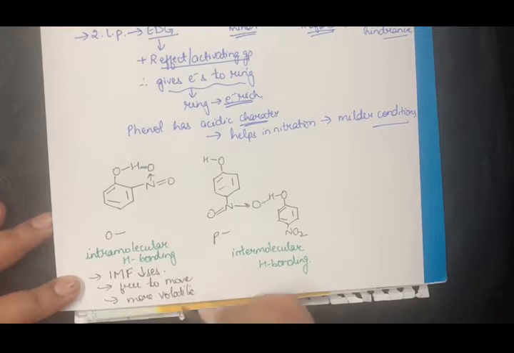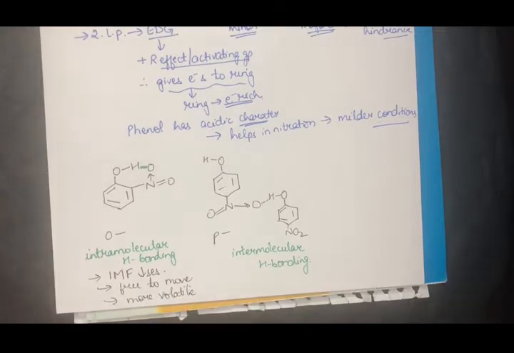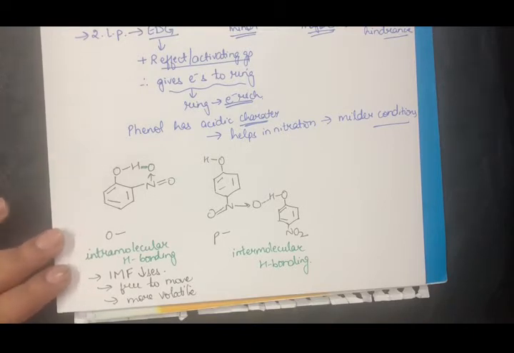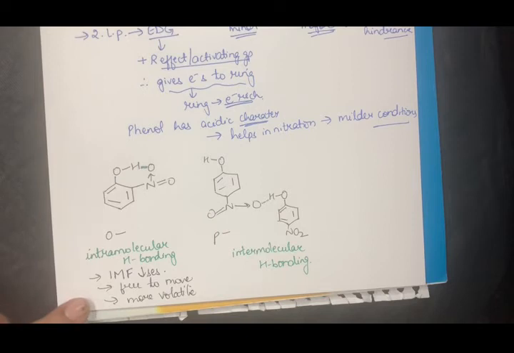Do you get my point? What is more volatile? Which will evaporate on its own. And that can only happen when the bonds present are very weak. So what is happening here? The bonds are weaker, the intermolecular forces of attraction are weaker. The molecule is free to move and hence it is more volatile.